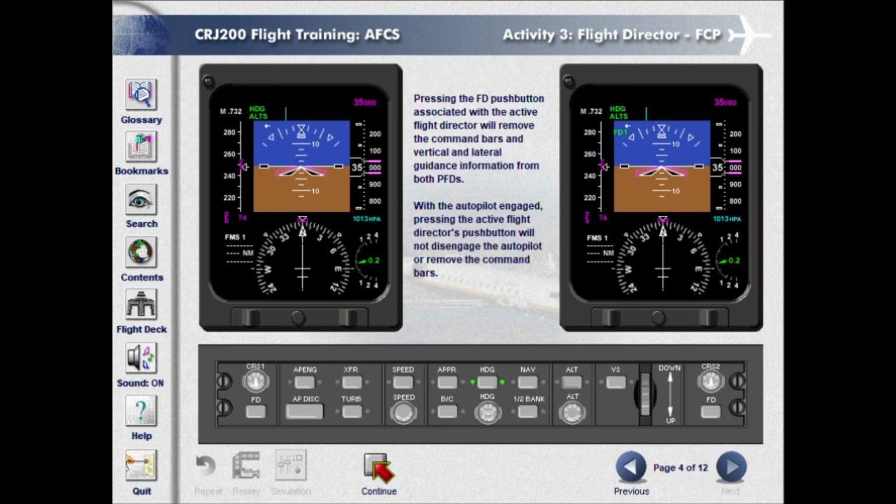Pressing the FD push button associated with the active flight director will remove the command bars and vertical and lateral guidance information from both PFDs. With the autopilot engaged, pressing the active flight director's push button will not disengage the autopilot or remove the command bars.